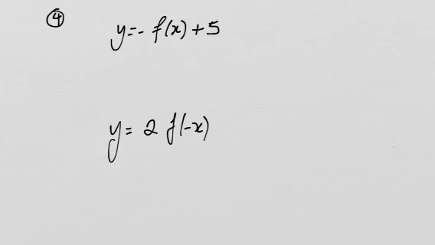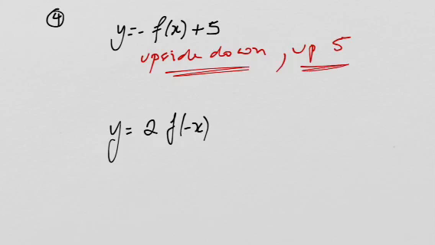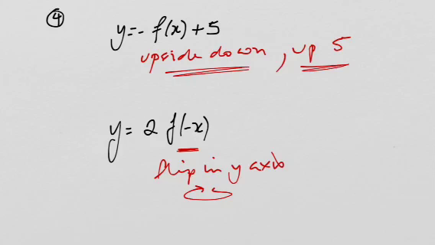Question 4, sketching the graphs. Negative f of x is upside down. Plus 5 means up 5. So draw the graph upside down and then move it up 5. The second one, f of negative x, that means flip in the y-axis, or left and right. And then the 2 in the front means double the y coordinates. So flip it in the y-axis, left and right, and then double the y coordinates.